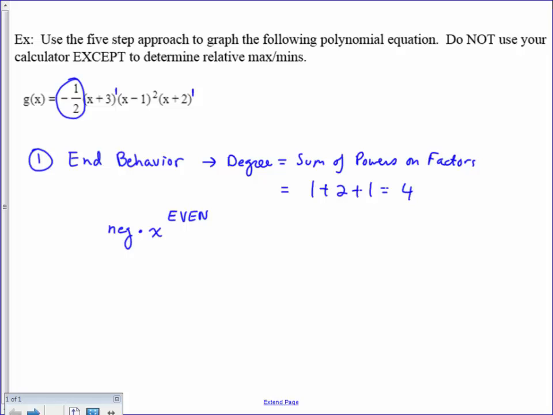So the end behavior of this would be an even function, which means the ends would go the same way, but it's a negative even function, which means that both ends are going to go down. So there's our end behavior.